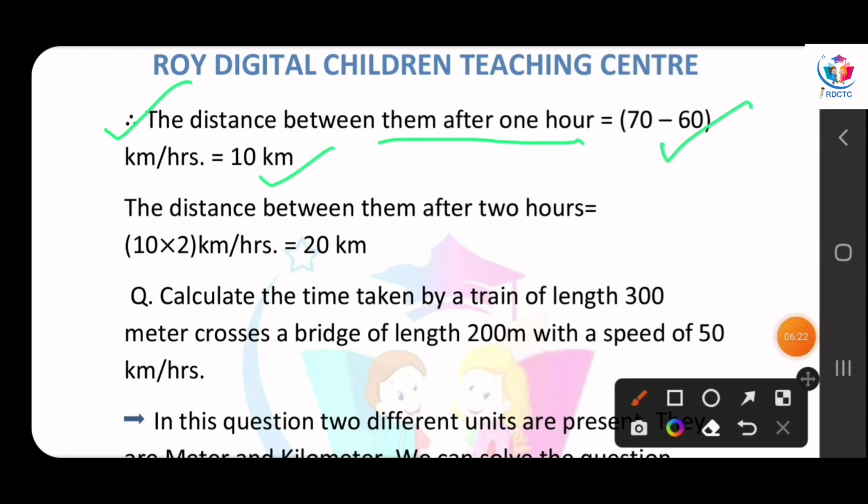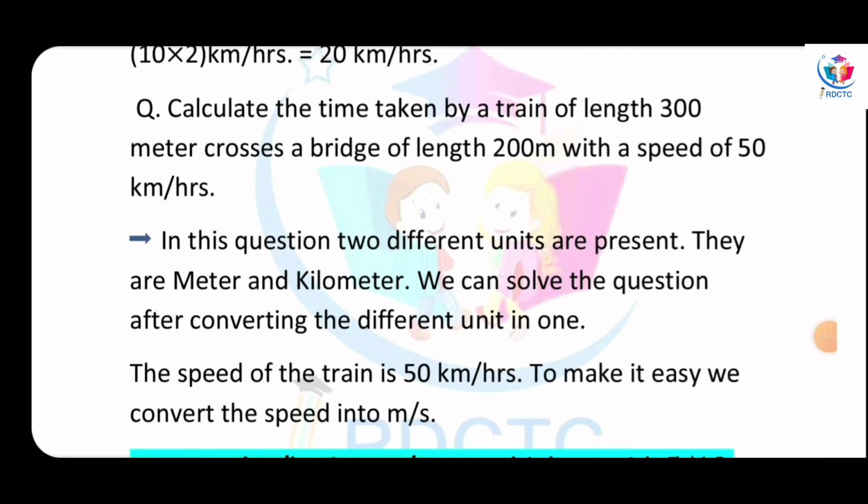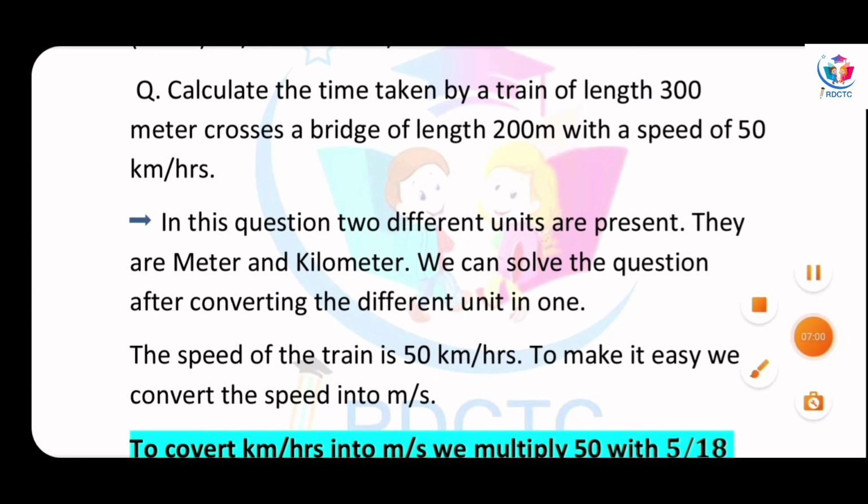Okay, as we know the distance between them after 1 hour, now we can easily find out the distance between them after 2 hours. After 1 hour their distance is 10 km. Now after 2 hours their distance equals 10 into 2 equals 20 km. Let's see our next question.